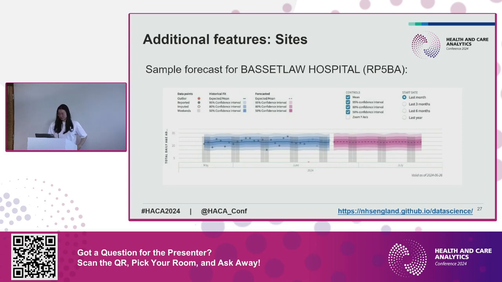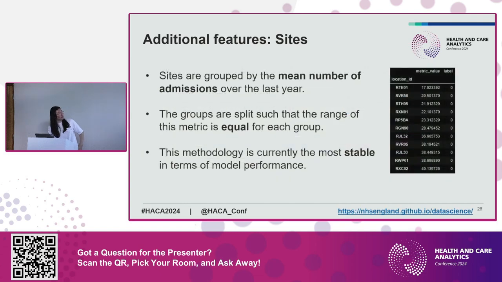And the way that the sites are added is that they are grouped by the mean number of admissions over the last year, according to the hierarchical model. The groups are split such that the range of the metric is equal for each group. And the reason we're doing this is because it's currently the most stable in terms of model performance. So we've also tried grouping, for example, by geographical location, which is a sort of intuitive way of looking at it, but that can cause model instability, and it turns out this is the best metric so far for stable results.